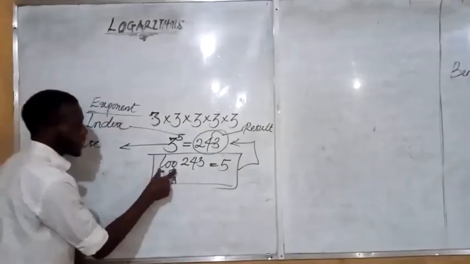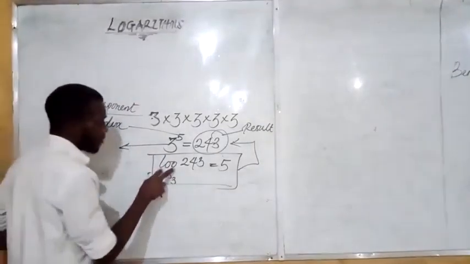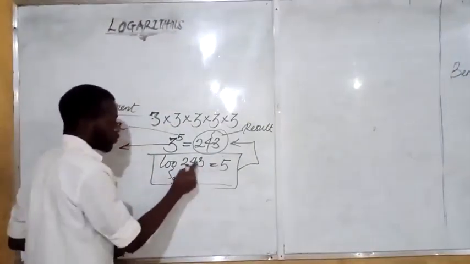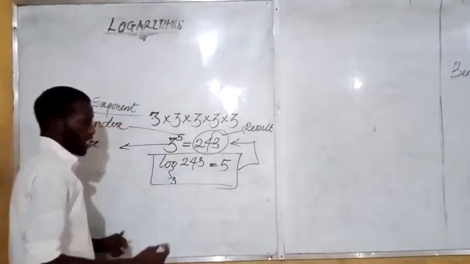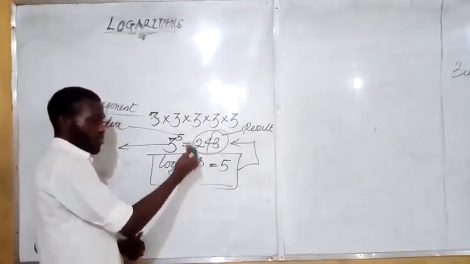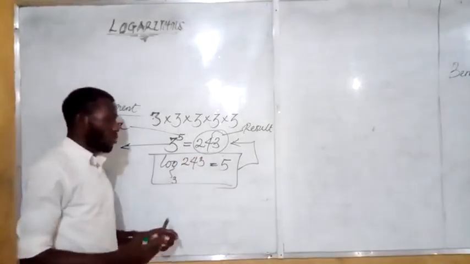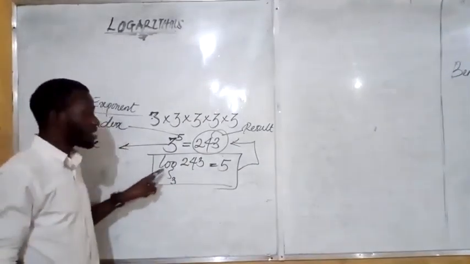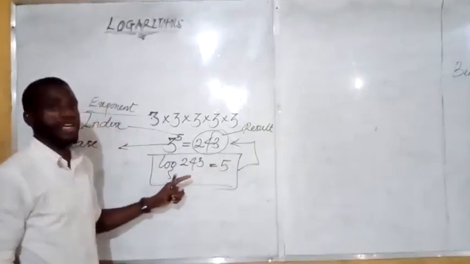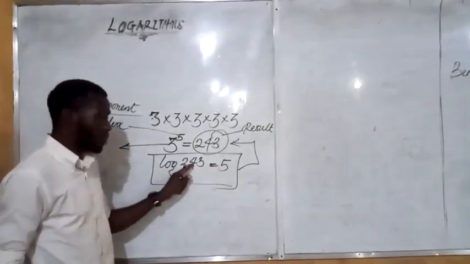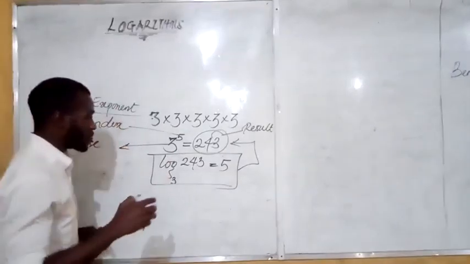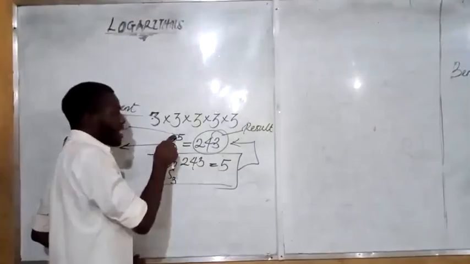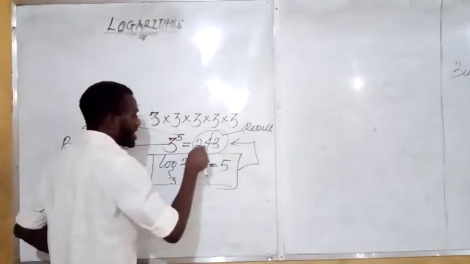The way this is read, we have log of 243 to the base of 3 is equal to 5. Or you say the log to the base of 3 of 243 is equal to 5. In fact, it is more correct to say log to the base of 3, because the principal thing is the base, because the base determines whatever will happen here. So we say log to the base of 3 of 243 is equal to 5. What does that tell us? It means that I raised this base 3 to the index, or exponent, of 5 and it gave me 243.